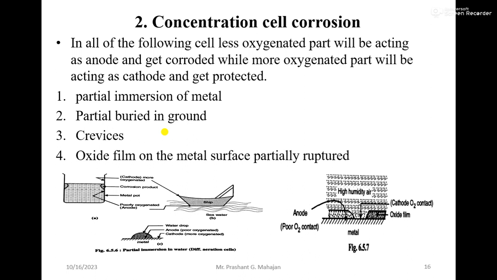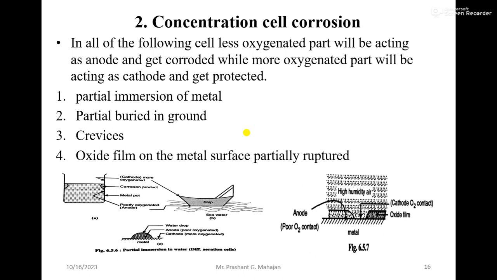Next is concentration cell corrosion. So what is concentration cell corrosion? A single metal is exposed to different concentrations. That is called concentration cell corrosion. So in all of the following cells, the less oxygenated part will be acting as anode and get corroded, while the more oxygenated part will be acting as cathode and get protected. So the first example is partial immersion of the metal. As I have told earlier, the water tank is partially filled.